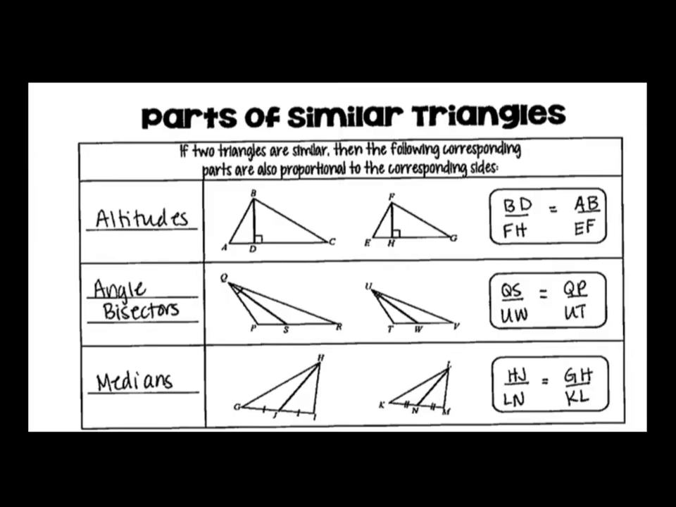Unit 6, Day 5. We're going to talk about parts of similar triangles. First thing we're going to talk about is the altitude. Altitude is the height of the triangle.